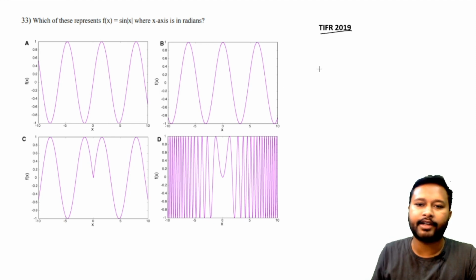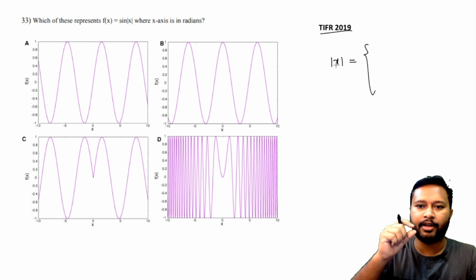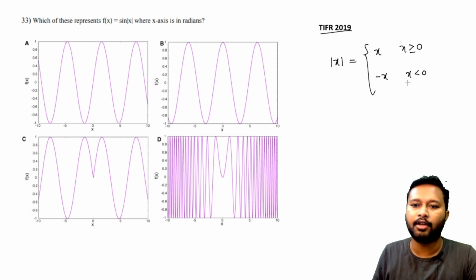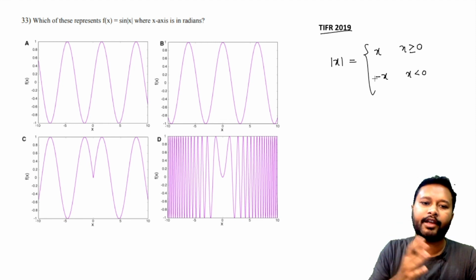Now understand that whenever you are given this mod x function, it can be divided into two different functions. One will be x and one will be minus x. Whenever x is greater than 0, whenever you are taking any positive number, it will be a positive number. But whenever you are taking any number which is less than 0, then you have to multiply with minus. All in all, mod x will always give you a positive number. So whatever you do, you will get a positive number over there.